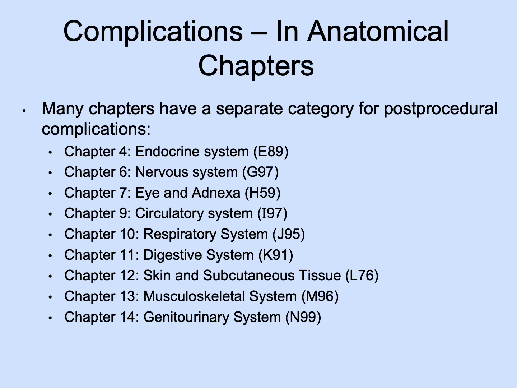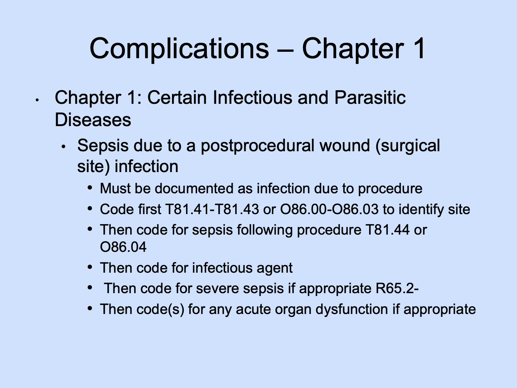So, those are the general systems. Now, we're going to talk about specific guidelines for specific complications. Not all chapters have that, but that's what I'm going to talk about next. So let's start with chapter 1, sepsis. Lots of guidelines about sepsis. There are very specific guidelines for this.